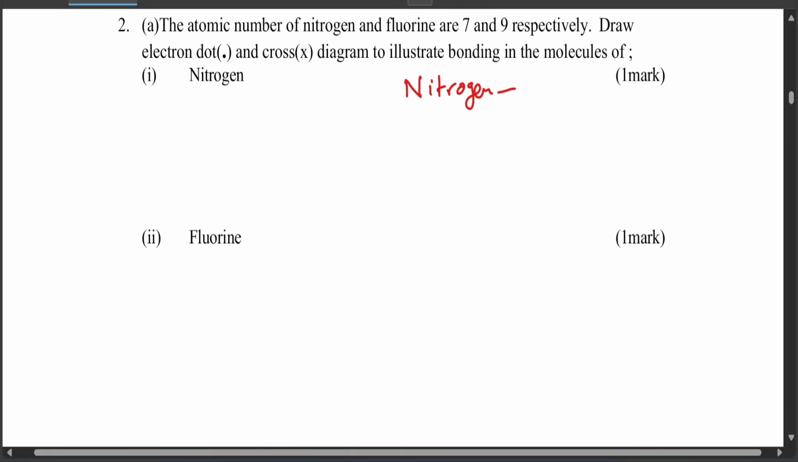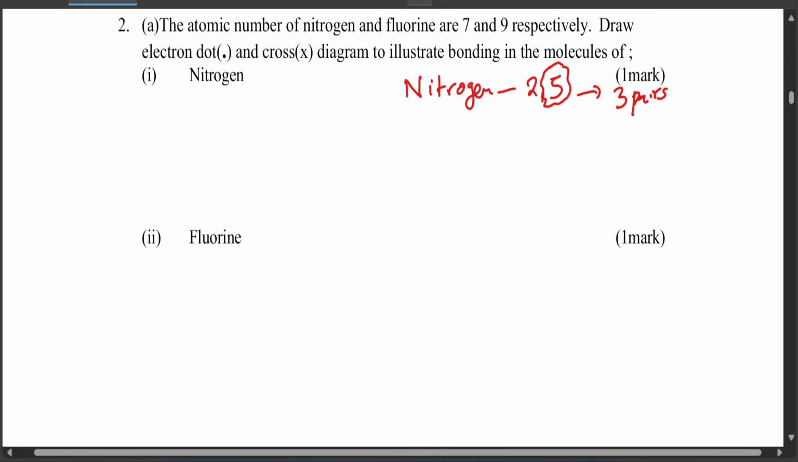Now nitrogen, when you look at the periodic table, you'll find that nitrogen is at the 7th position. So it should be written as 2,5, so it has 5 electrons in the outermost energy level. So it means that for it to gain stability, it needs 3 pairs.